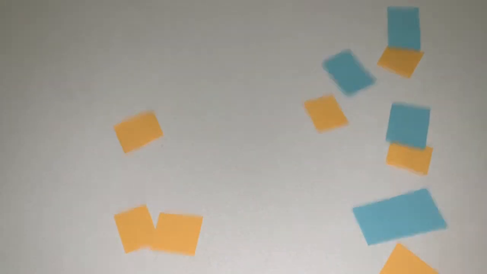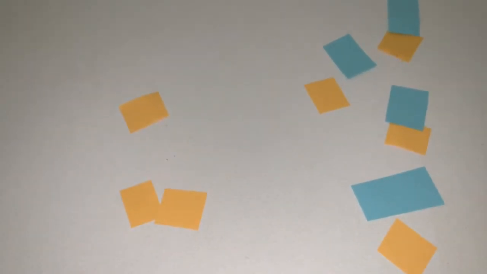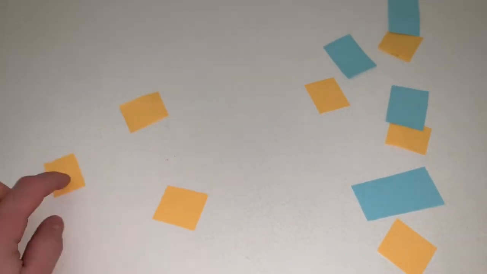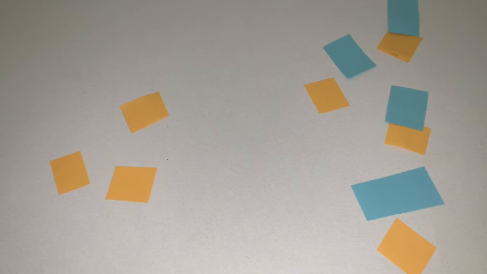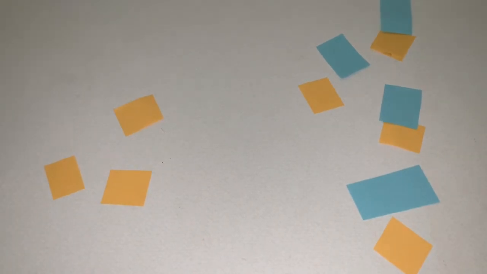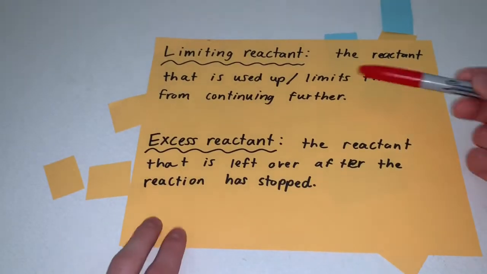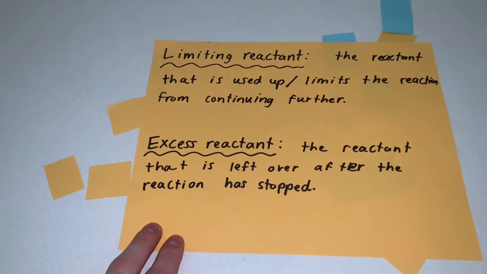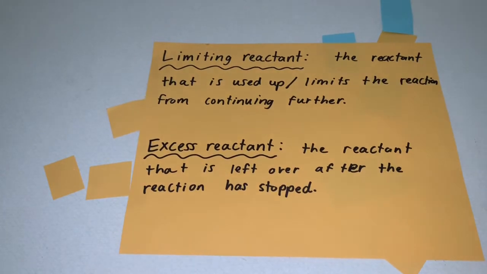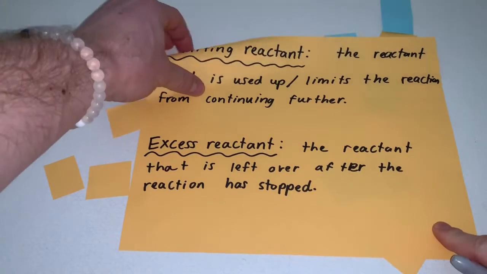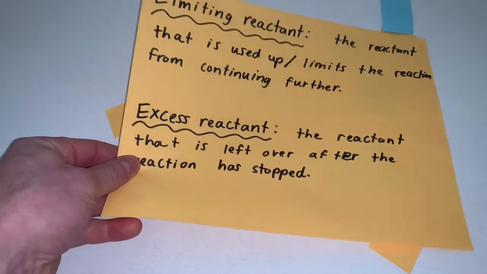on. Now what we see is after we've undergone our reaction, we ran out of blue pieces of paper and we still have leftover yellow pieces of paper. So here, what we have, that brings us some vocab terms. We've got a limiting reactant and an excess reactant. The limiting reactant is the reactant that was used up or limits the reaction from continuing further. And the excess reactant is the reactant that was left over after the reaction has stopped.